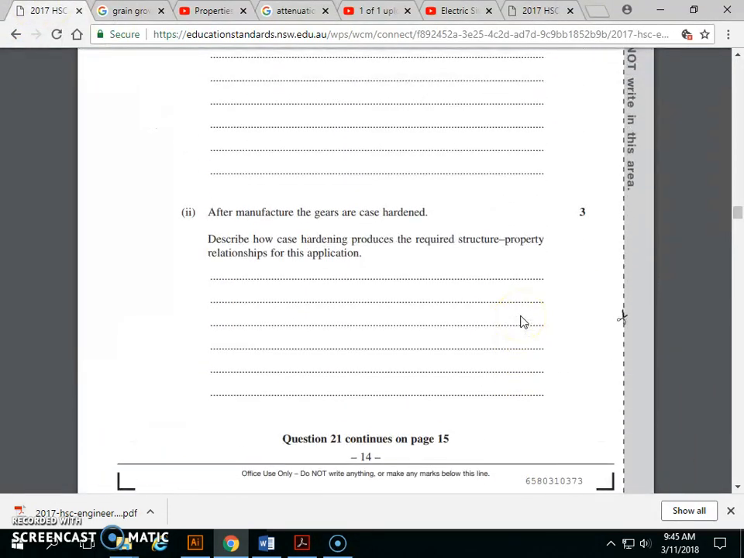After manufacturing, the gears can be case hardened. Describe how we case harden, and what is the structure-property relationship of this application? Very wordy question, but describe means we need to say key features and properties.